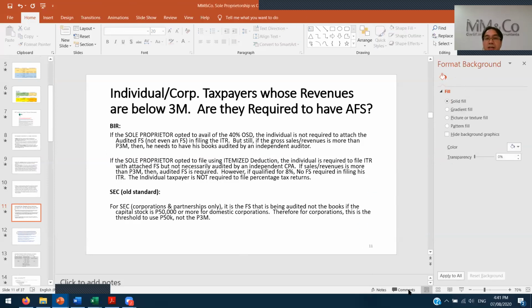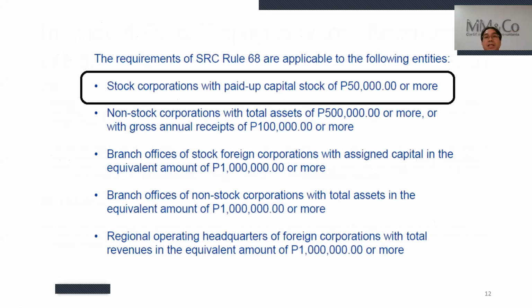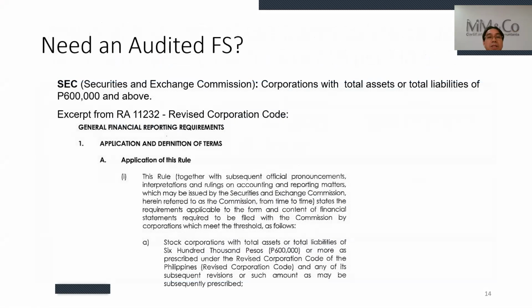Alright, sige. Yung old ruling naman ng SEC is like this. It's the FS that is being audited, not the books of accounts, kasi pag SEC, financial statements ang ino-audit. If the capital is 50, this is the old standard, 50 ang threshold, 50 na paid up capital. Skip lang muna tayo doon sa SEC. Ang pinag-uusapan dito is total assets or liabilities. So either your assets or your liabilities pag pumasok sa 600,000 or more, then kailangan ng audited financial statement.